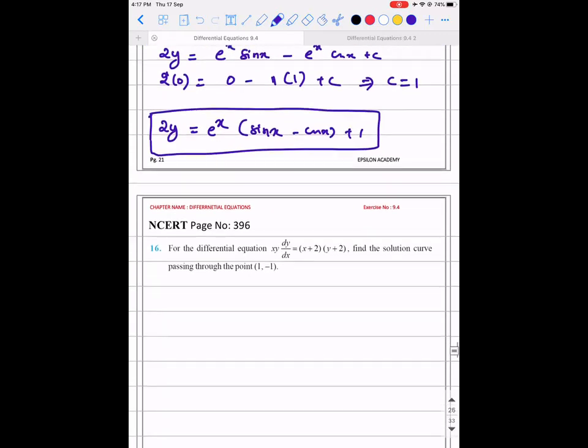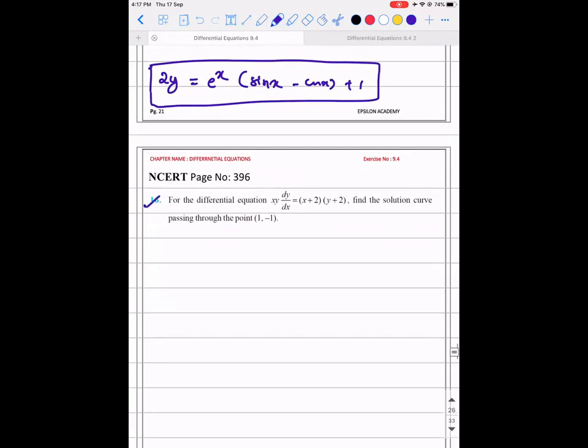So we'll do one last problem, then we'll go to the next exercise. 16th one. For the differential equation xy into dy by dx is equal to x plus 2 into y plus 2, find the solution of the curve passing through the point 1, minus 1. So I'm directly writing it down. Having y terms on one side, y dy divided by y plus 2 is equal to x plus 2 divided by x times dx.